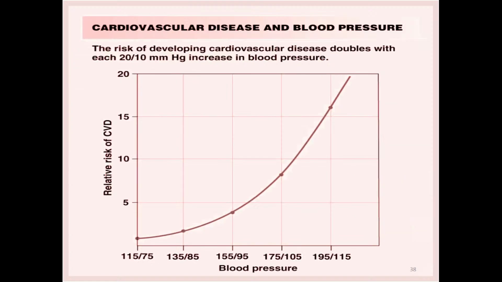And look, the graph shows why it is of great importance to keep blood pressure under control. You can see the risk of developing cardiovascular disease doubles with each 20/10 millimeter mercury increase in blood pressure. So it is of great importance to control the artery blood pressure in all cases, especially in cases when cardiovascular structure abnormalities are suspected.